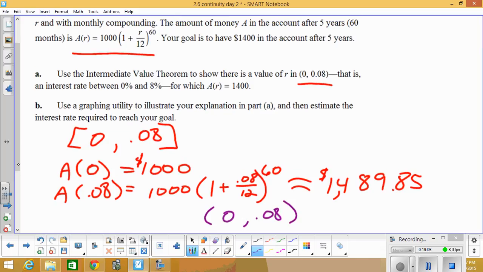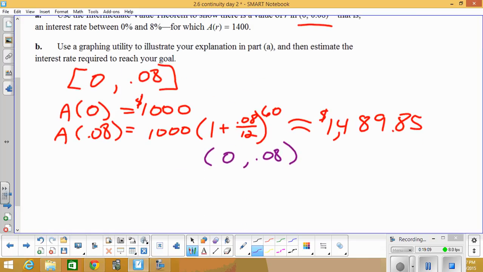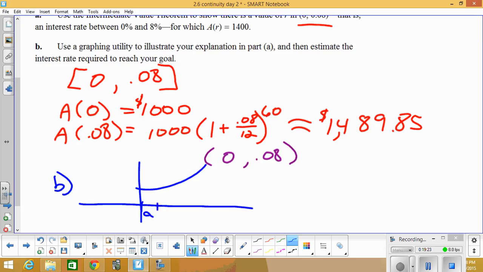So that proves that. But part B is asking me to use a graphing illustration to explain part A. They do this in the book. They graph the function, and it looks something like this. So here's A at 0, and then let's do 0.08 for B. So in between here, between 0 and 0.08, is some percentage rate. Somewhere in here, by the intermediate value theorem, between here and here will get us the right amount of money.